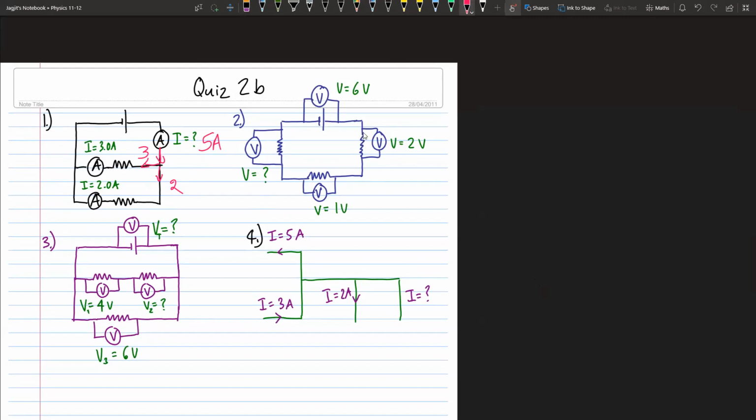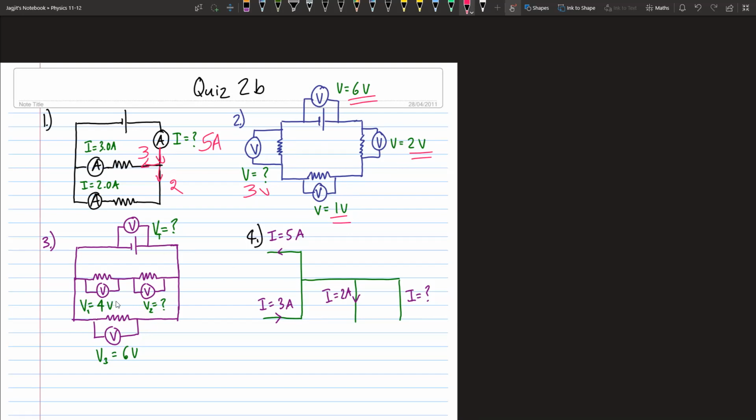Now over here, voltage across this resistor is 2. Across this is 1. Across this is what we're trying to find, but we know the total is 6. So you do 6 minus 2, 4, minus 1, 3. So 3 volts must have dropped across this resistor. Because the total voltage drop across each resistor should be equal to the total voltage.